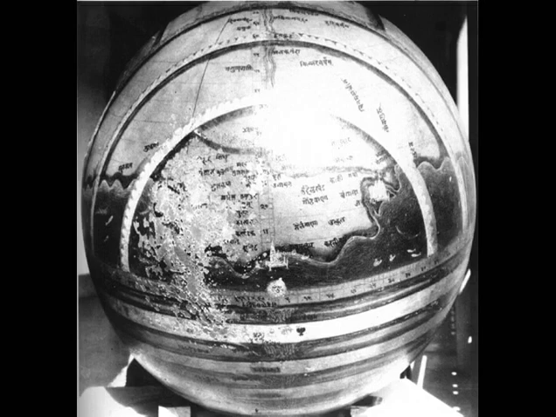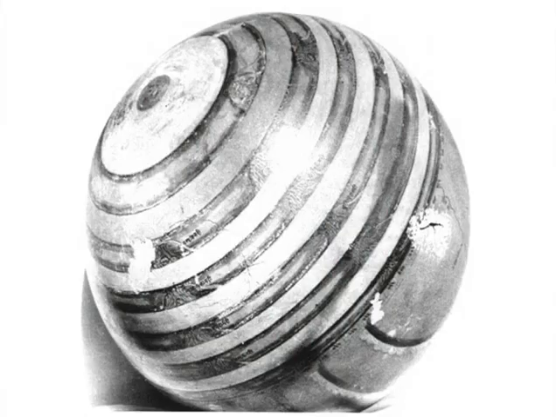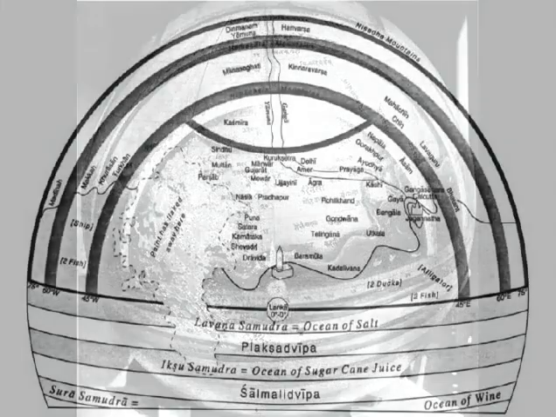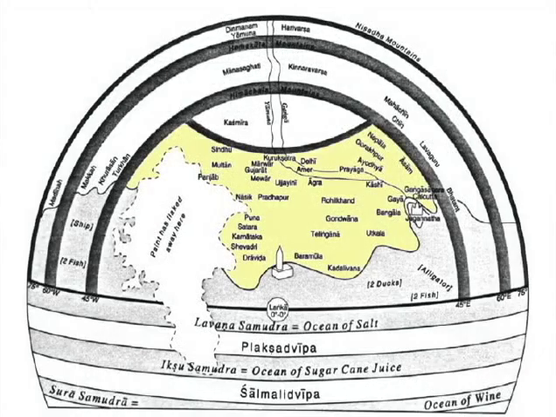Such globes exist in India. Here is one that was probably commissioned by Sawai Jai Singh, Raja of Jaipur, in the early 18th century. In this globe, the land area between the equator and the mountain arc is Bharatavarsha, corresponding to Greater India.